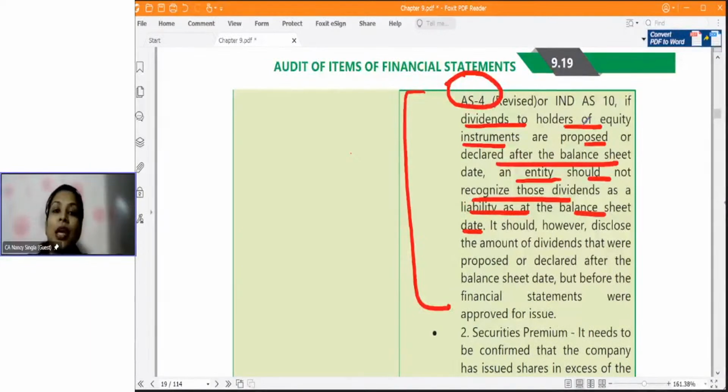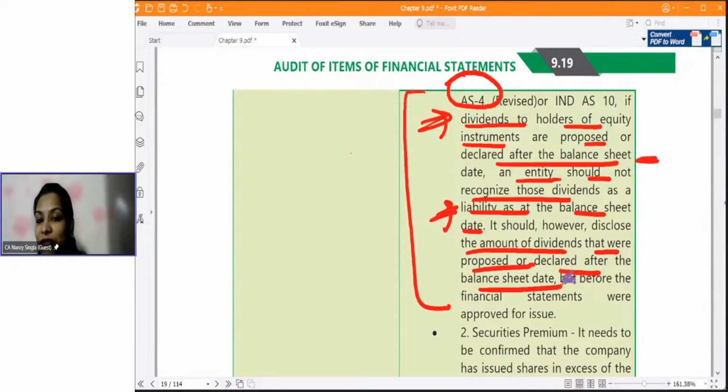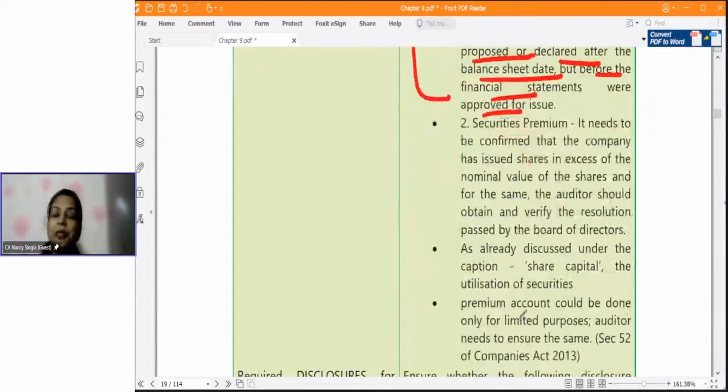Okay? So according to AS 4, if dividends to shareholders are proposed or declared after the balance sheet date, then the company should not recognize those dividends as a liability as at the balance sheet date. It should, however, disclose the amounts of dividends that were proposed or declared after the balance sheet date, but before the financial statements are approved for issue. But you will have to show it in the notes to accounts, though not to be recognized as a liability as on the balance sheet date. Clear? So this was with respect to the profit and loss account.